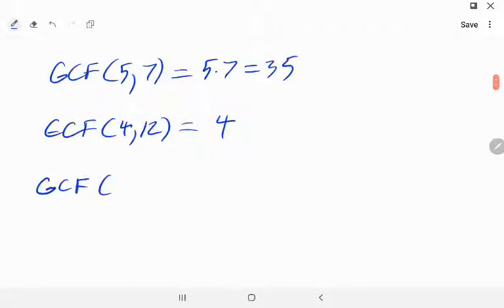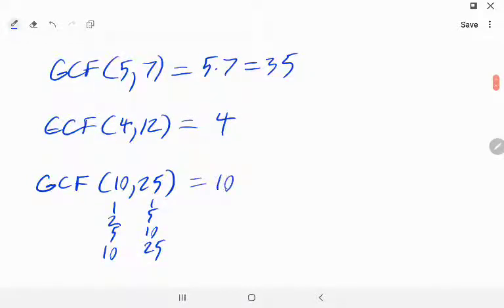So the biggest trouble tends to be if we have numbers where neither of those is the case. If we look at the GCF of 10 and 25, mainly our way of doing that is just to look at the factorizations. 10 has 1, 2, 5, and 10. 25 has 1, 5, and 25. And so the greatest common factor is 5.